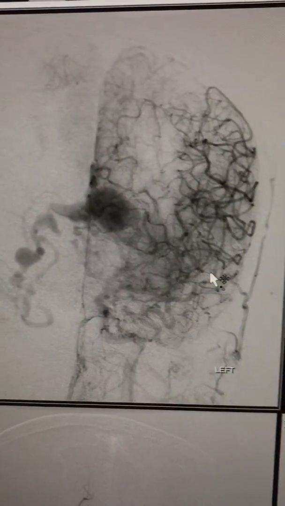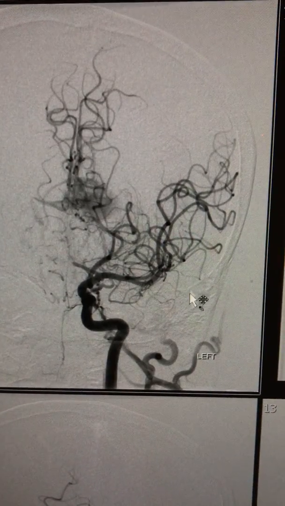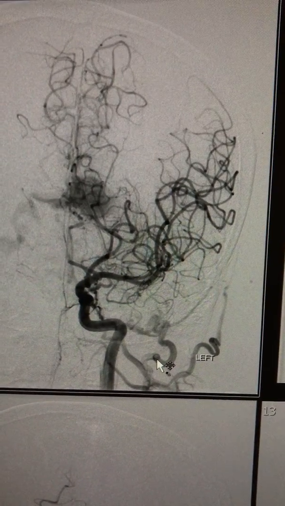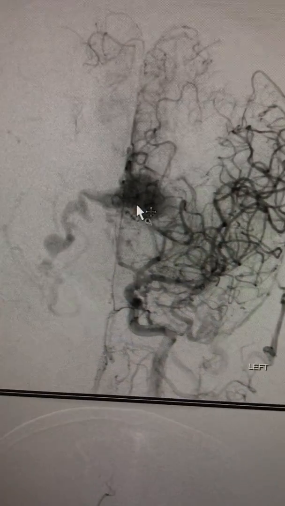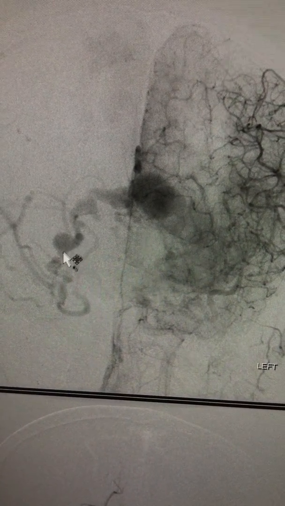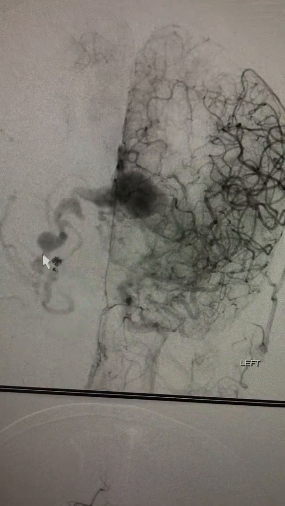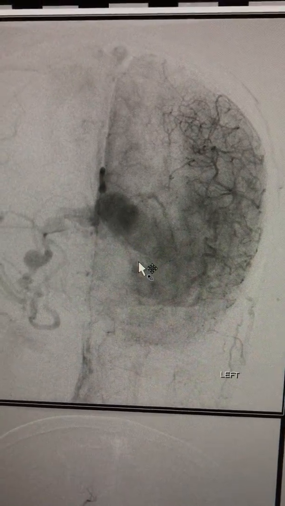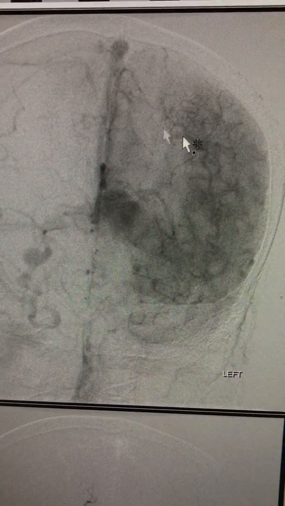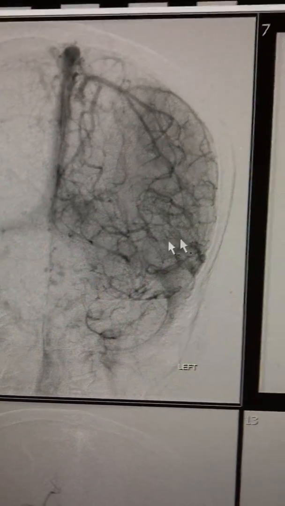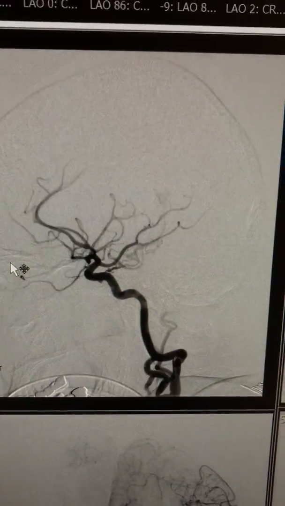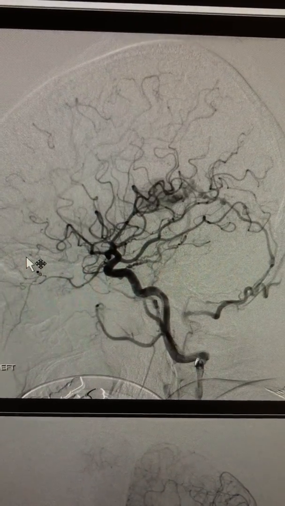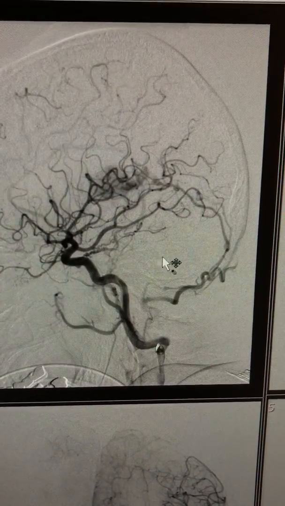We brought the patient for an angiogram, and this is the angiogram. This is a common carotid injection. You can see that there is some flow going into this venous varix, which is dilated and draining across to the right side. You don't see any of this draining into the sagittal sinus, vein of Galen, or the transverse sinuses.